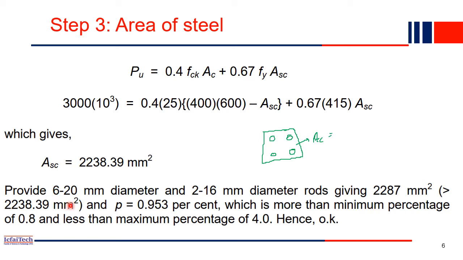Now if you compute the percentage of steel you provided, it is 2287 divided by b into d. That gives you the percentage of steel, 0.953, where the minimum is 0.8, so it is more than the minimum, and the maximum we have to allow is 4. So it is more than 0.8 and less than 4, hence it's fine. Whatever reinforcement we provided, p equal to 0.95%, is fine. So step 3 is also over.